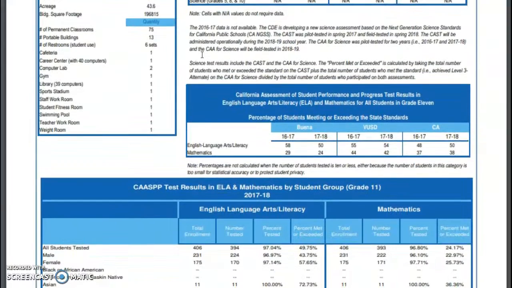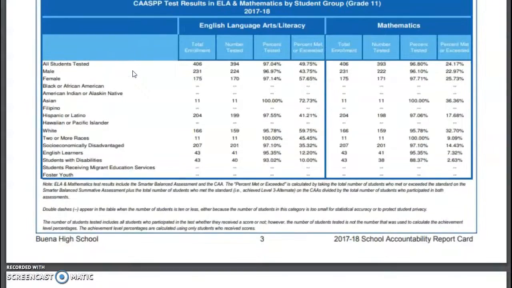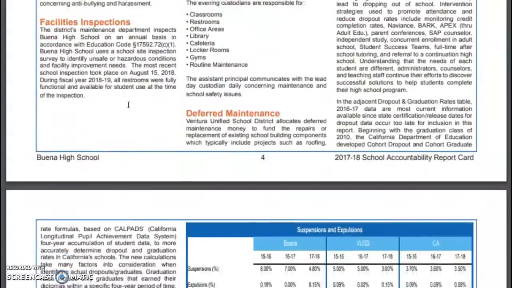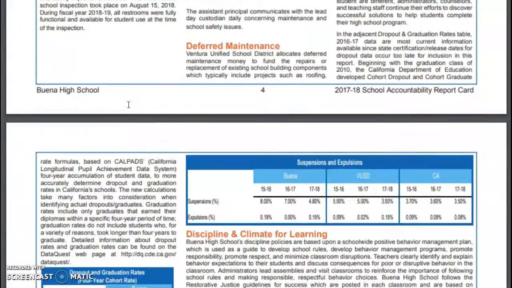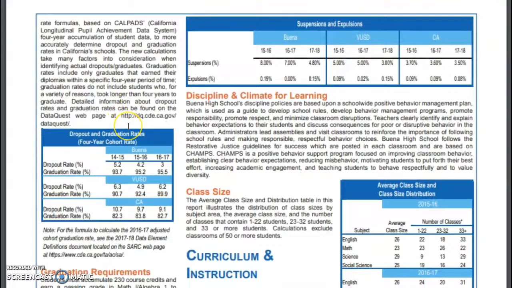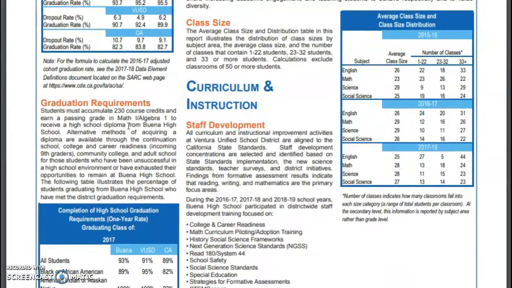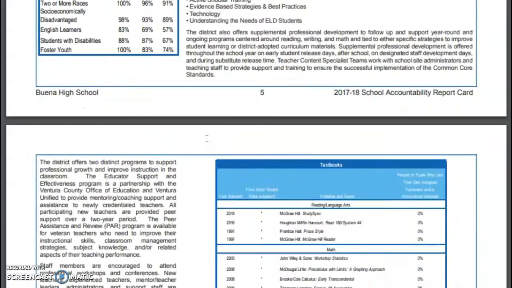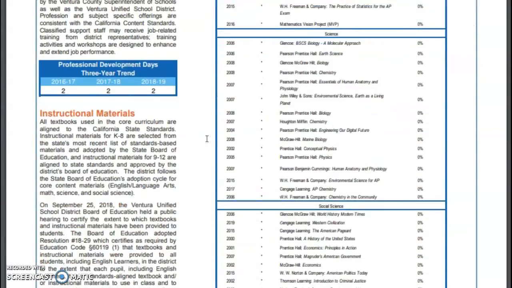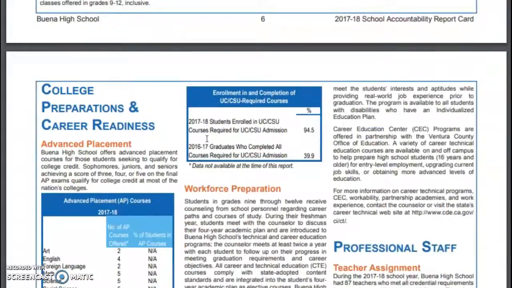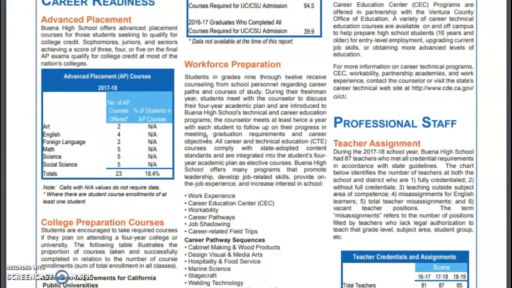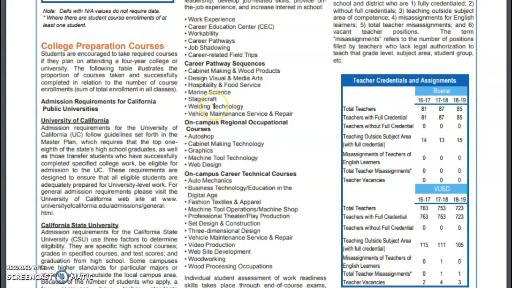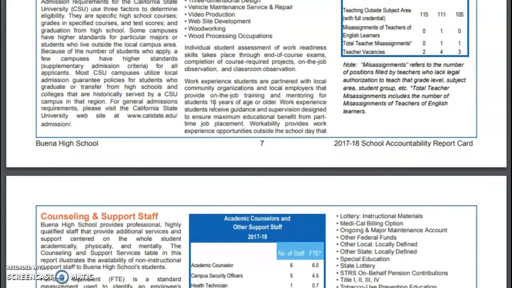It talks about when the school was built over here on the left-hand side. It gives information on the safety plan and classroom environment. Over here, it talks about dropout and graduation rates, curriculum and instruction, staff development, average class size. So as you go through a SARC, you can see that there's plenty of information: professional staff, teacher assignment, college prep classes. There's plenty of information provided to the parents so they can find information about the schools.